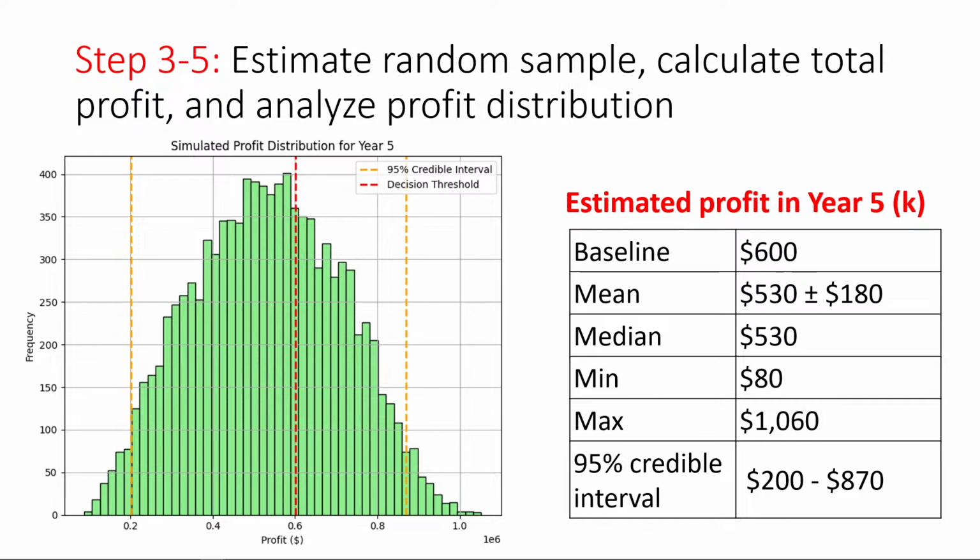From this estimate, we didn't only get one value, which is a baseline of 600, but we get a mean with the standard deviation. So the mean, what I'm expected to win or what's likely to happen, is about 530 plus or minus 180. That's basically your estimate. What would be the range for profit? The profit could range from 200 to about 870. That is my range for profit with a 95% credible interval.